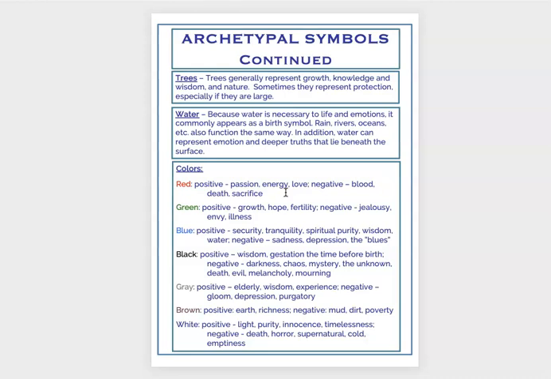Black, the positive can be that time before birth that we talked about, and then the negative, obviously, darkness, chaos, evil, all that. Gray can have a positive for elderly and wisdom, but also depression and purgatory. Brown, the positive is the earth, the richness. The negative is dirt, poverty. White, positive, light, purity, and negative is death and horror.